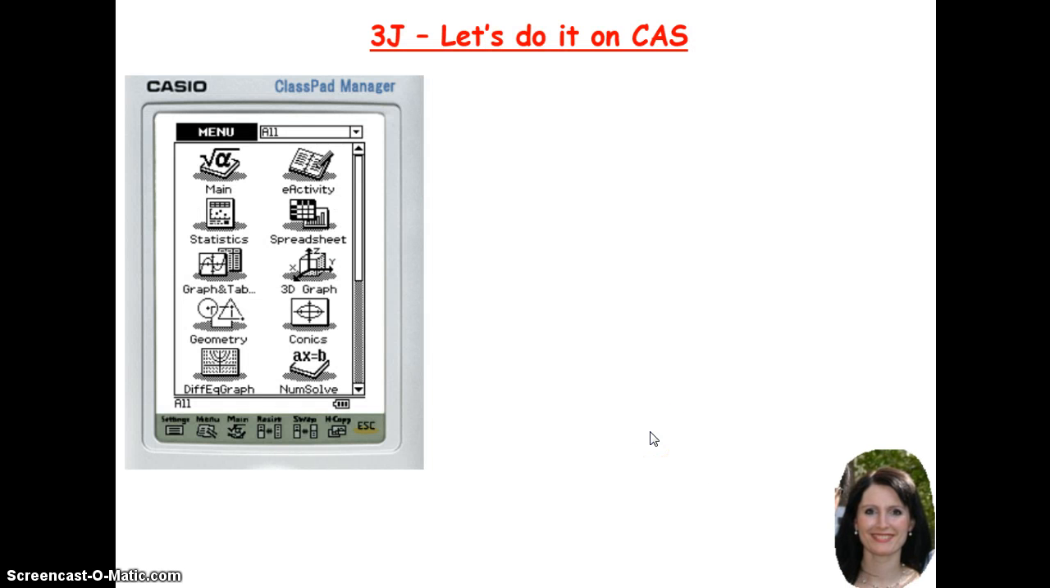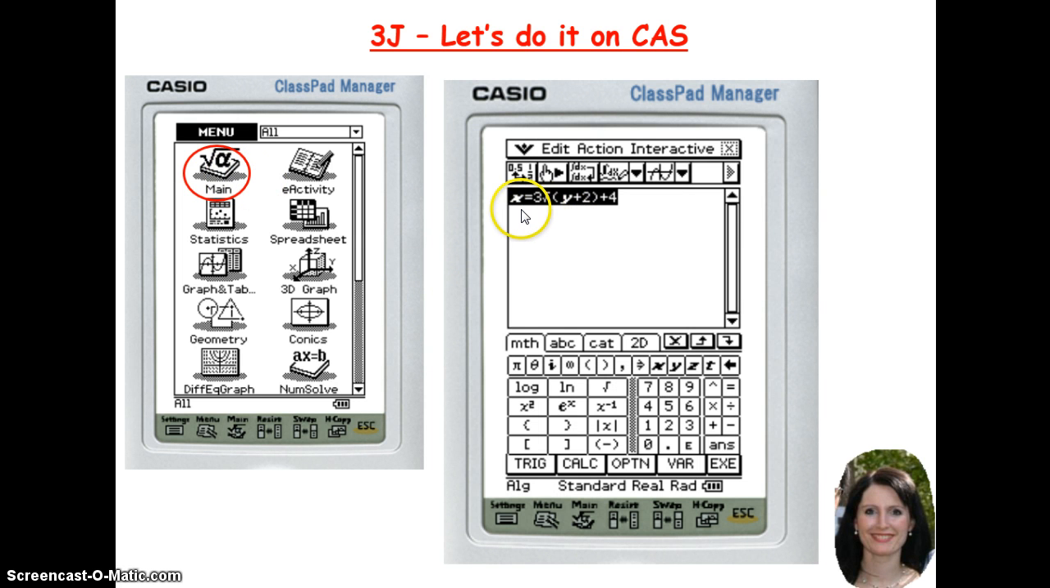Let's do it on CAS, and we're going to go to the main menu there, and we're going to type in our equation x equals 3 root (y plus 2) plus 4. So I've just written it in with x and y swapped around. I've just highlighted that. So I get my stylus and I highlight the equation that I've written there. You can see it there, it turns black.